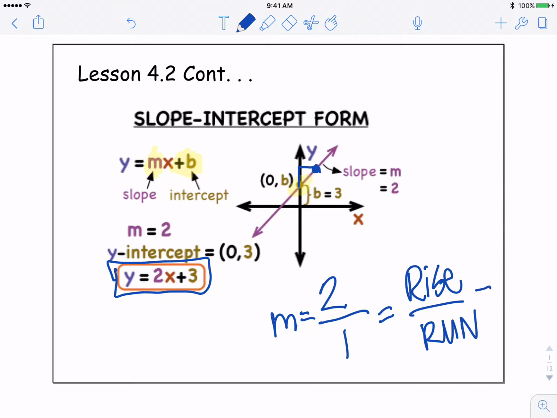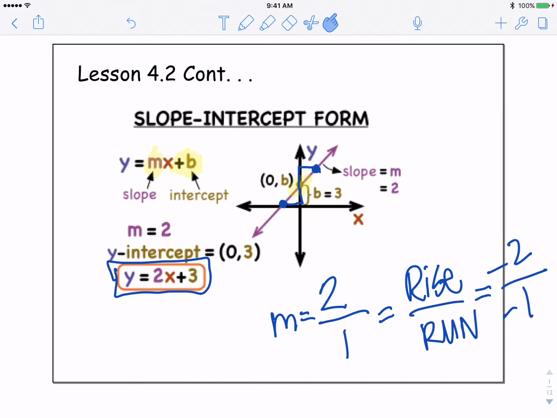I could also change this fraction to be written as negative 2 over negative 1, because if I have a negative in the numerator and the denominator, it will turn that back positive. So I could also start at my y-intercept and go down 2 and 1 to the left, because these are both negative, so a negative rise means I'm going down, and a negative run means I'm going to the left. And I would also be back on the purple line.